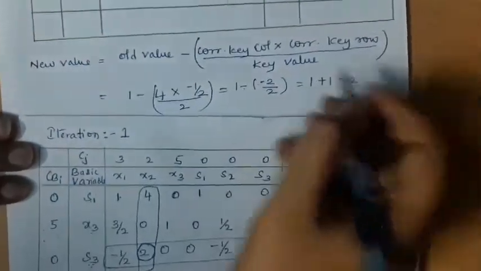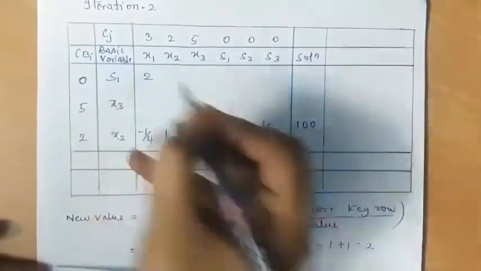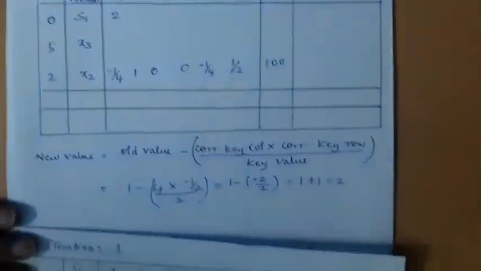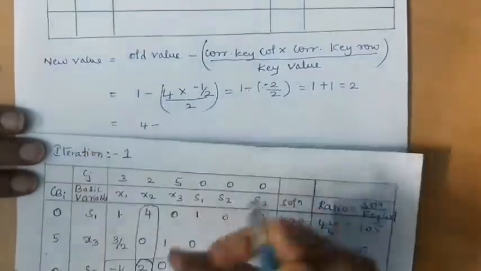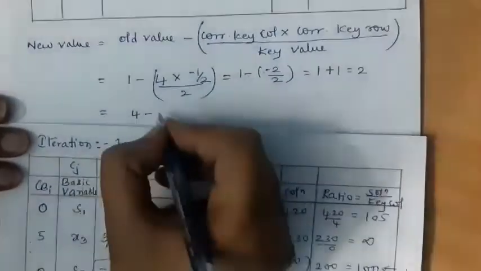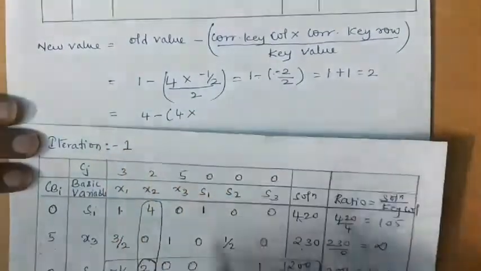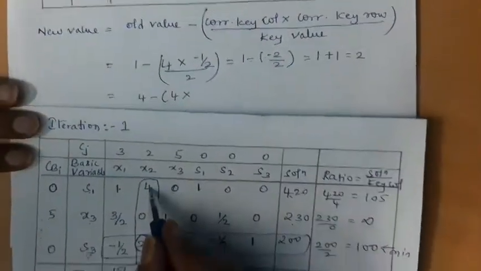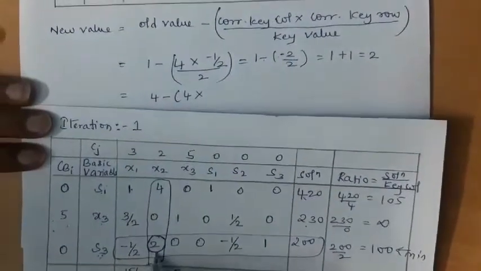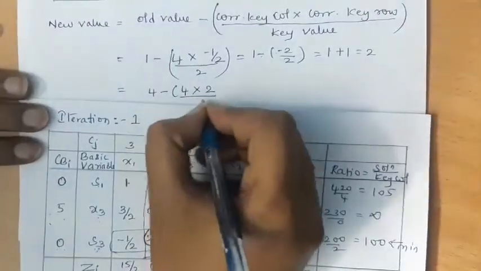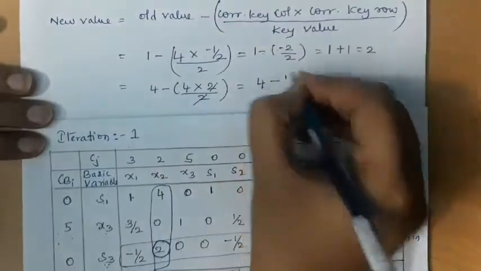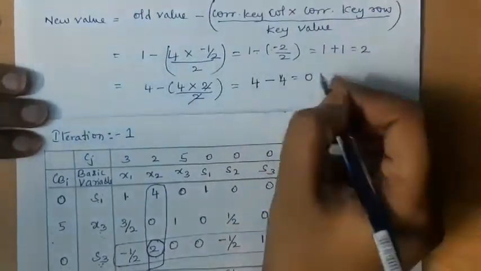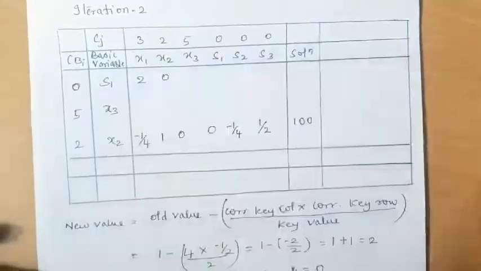So assign this value in the S1 row. The first value we got is 2. Next find the second value. So here the next old value is 4. So 4 minus the corresponding key column value, which is 4 only, into the corresponding key row value. For 4, the opposite value in the key row is 2. So write down 2 divided by the key value, which is 2. That is equal to 4 minus, here the 2s get cancelled, 4 minus 4. So that is equal to 0. So write down here 0.